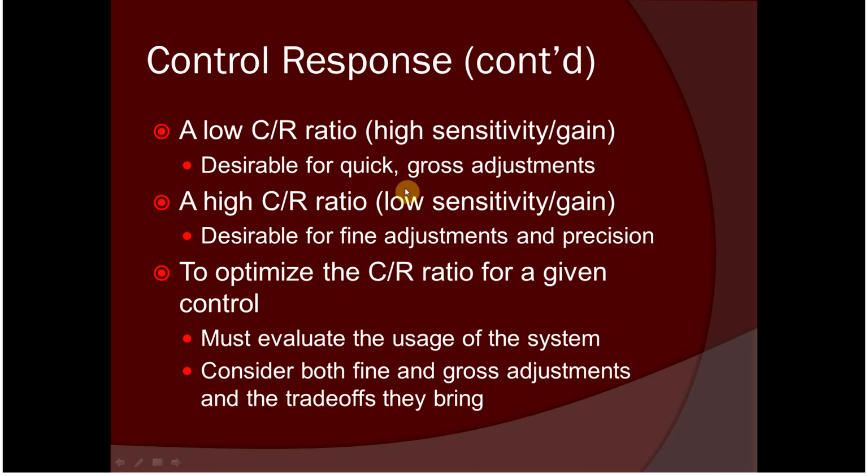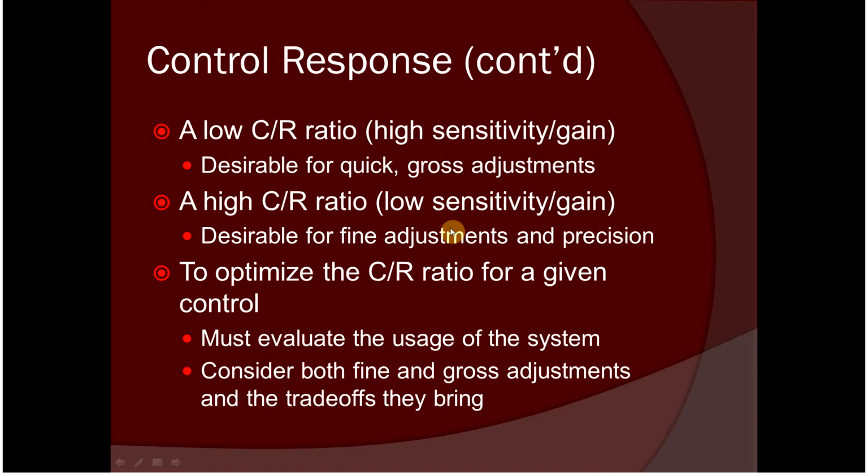Now, what do we like about that? Well, we like high sensitivity, therefore a low CR ratio. We like that when we want quick and gross adjustments, when I need to make a big change, right? So I'm going to do a 180 in my car. I don't want to have to turn the steering wheel 14 times to turn around in the parking lot. I want to be able to turn it just three-quarters of a turn or whatever you need and make a really sharp turn, right? It's a lot quicker to make that big turn.